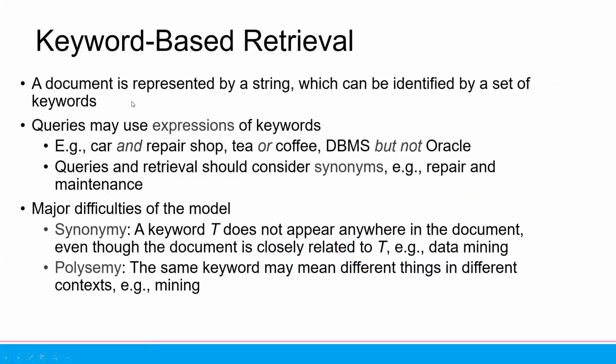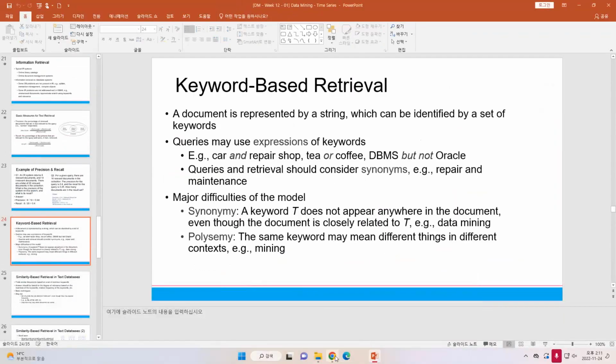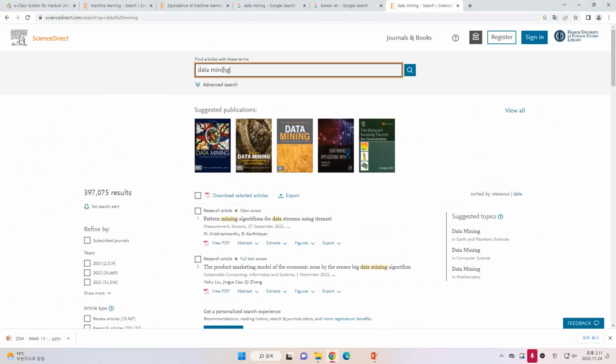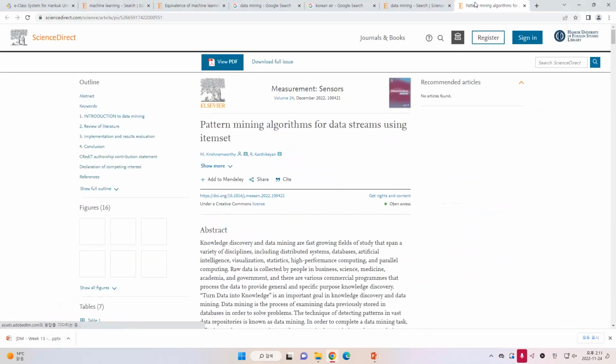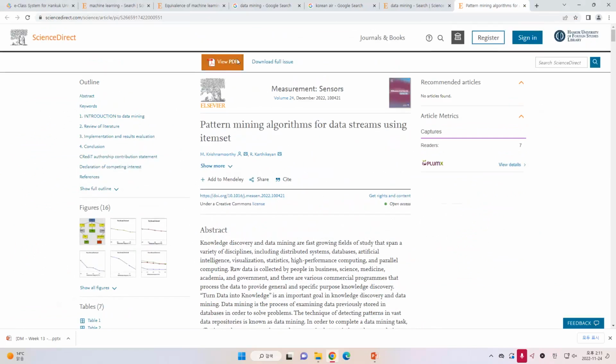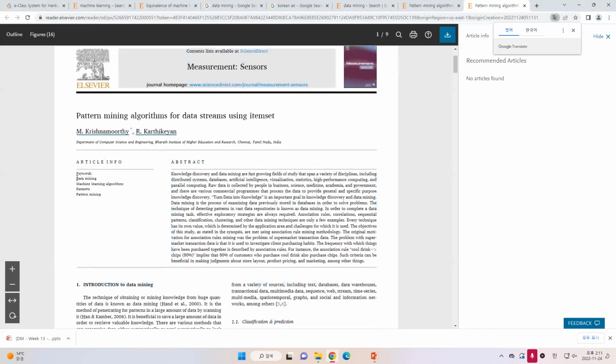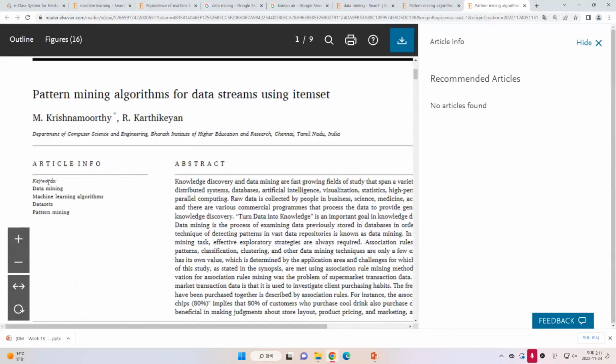So keyword-based retrieval. A document is represented by a string which can be identified by a set of keywords. So what I mentioned to you before, when I do this one, it is searching based on the keyword. I want to search based on the keyword data mining. So if I look at this paper, if you open it, you can see that the keyword is data mining. That's why we can extract it when we type data mining.